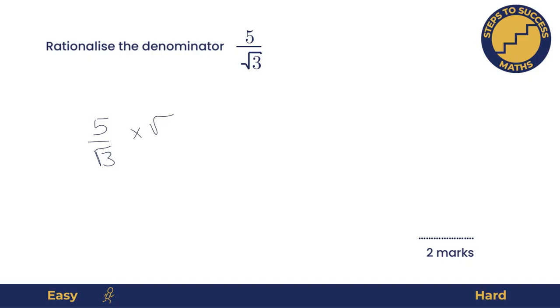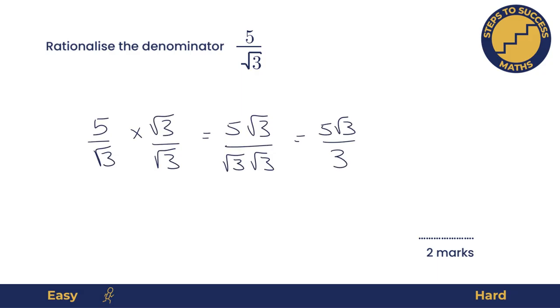So we've got 5 root 3 on the top and root 3 on the bottom. Well, root 3 times root 3 is just 3. So we've got 5 root 3 over 3. And now because we don't have a surd on the bottom, we've done it.